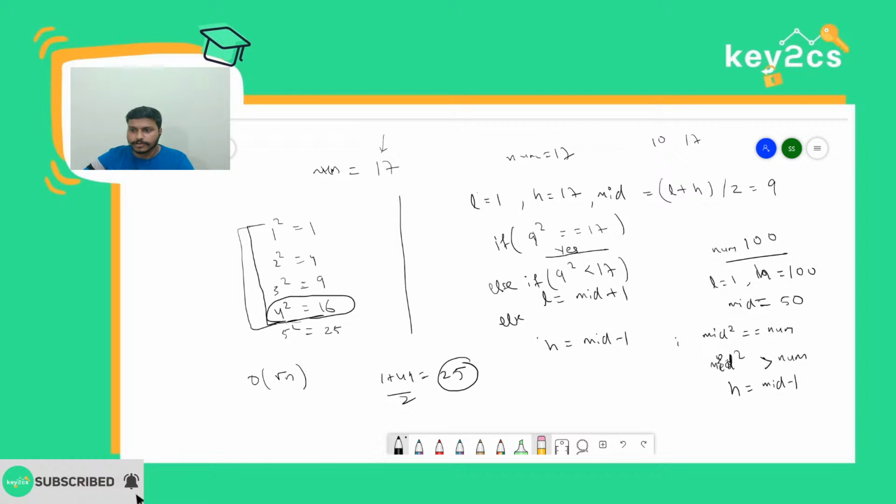Similarly, if we take a very small number, like 17, okay, anyway, you understand my point, right? If at any point we see that mid square is greater than the number, we will take a smaller number. If mid square is less than the given number, we will change the value of L, because we have to go for the higher number range. So every time we are decreasing the number space by half and half and half.